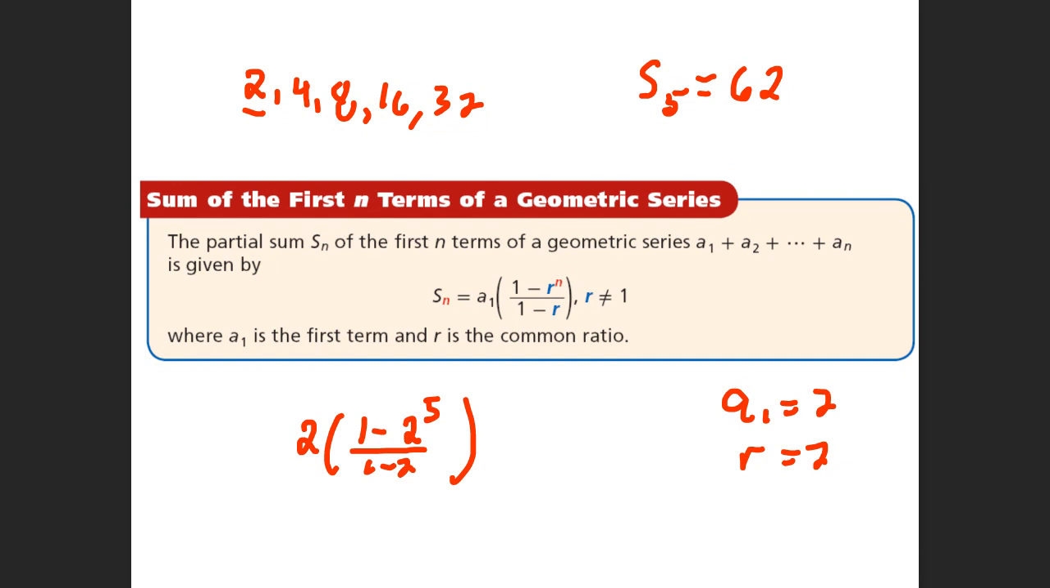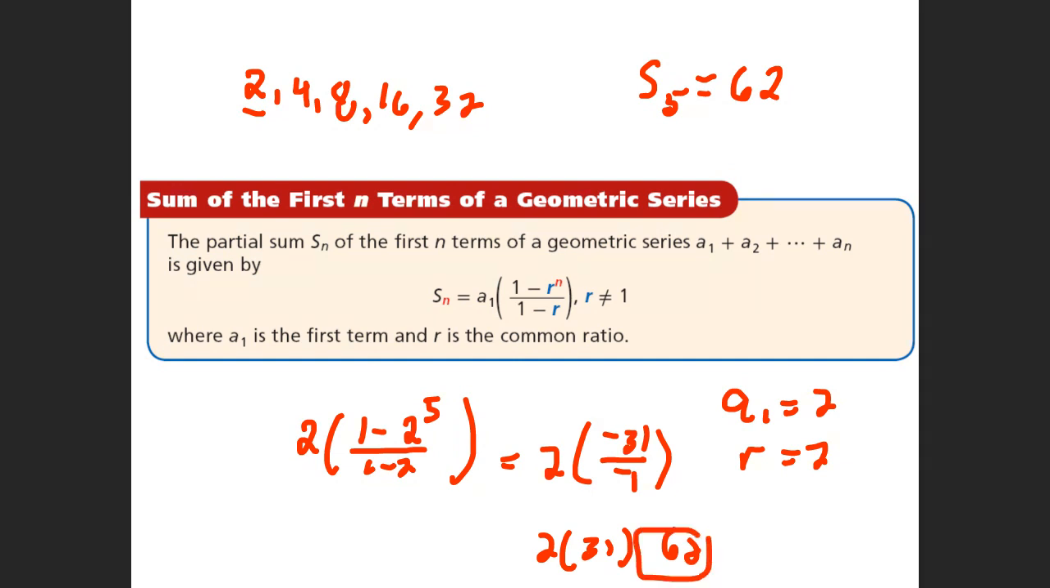A calculator comes in handy right now, but let's just not use a calculator. Let's go this way. So 1 minus 2 on the bottom, that's negative 1, isn't it? And then 1 minus 2 to the 5th, well, 2 to the 5th is equal to 32. So 1 minus 32 is negative 31, right? So now I come up with 2 times 31, because negative divided by negative is positive, so that's 62. So this formula does work. Boom. Pretty awesome, hey?